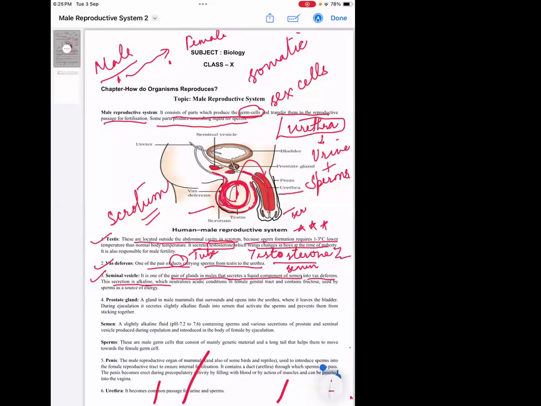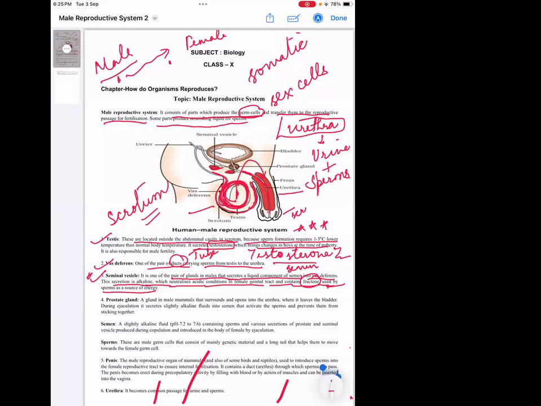So that is why semen is produced, so as to neutralize it. This secretion is alkaline, which neutralizes the acidic conditions in the female genital tract, and it contains fructose. Fructose is a kind of sugar used by sperm as a source of energy. So it is alkaline, and it provides sugar as well as energy for the sperm for their movement to the female part.